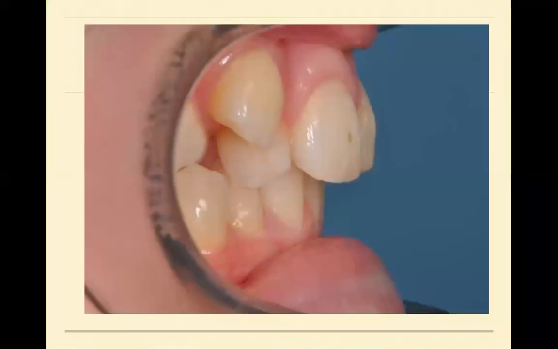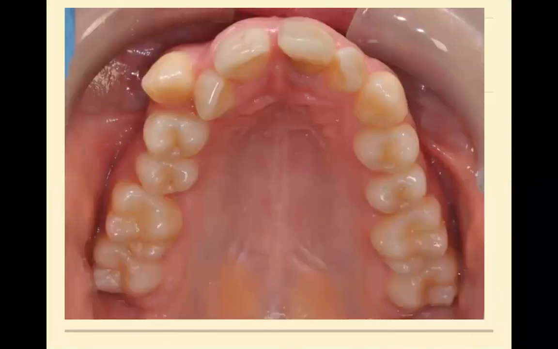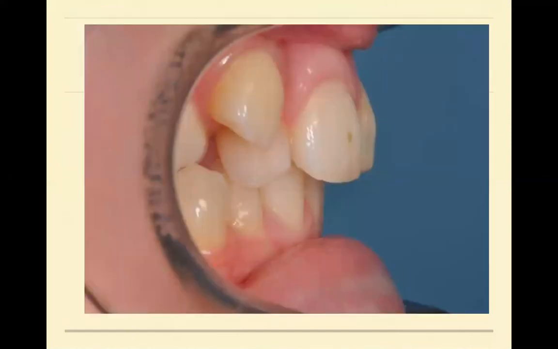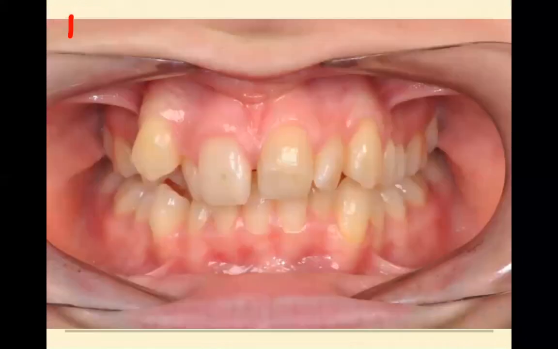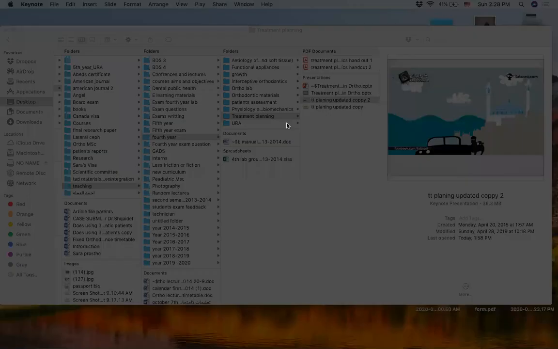Look at this patient. We saw her before. She has 5 millimeters of overjet. In the upper arch, she has 6 millimeters of crowding. And in the lower arch, she has 4 millimeters of crowding. So we decided that we're going to procline the lower incisors to correct this overjet and to correct the midline.